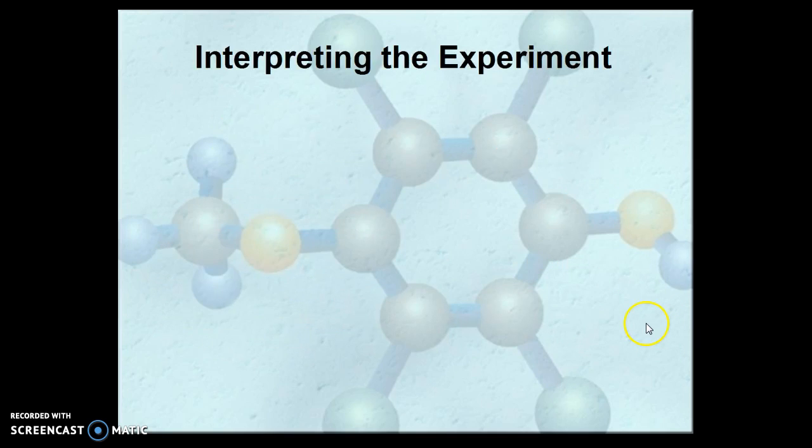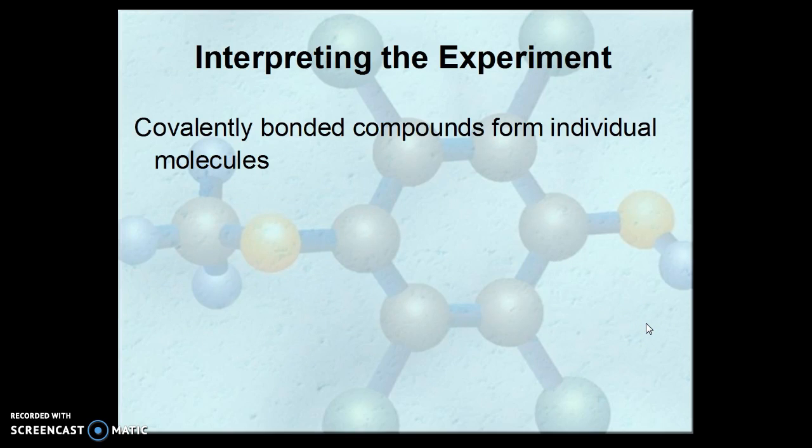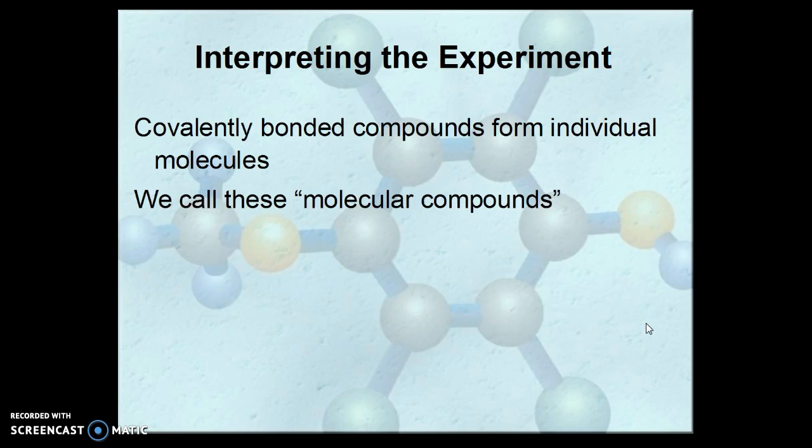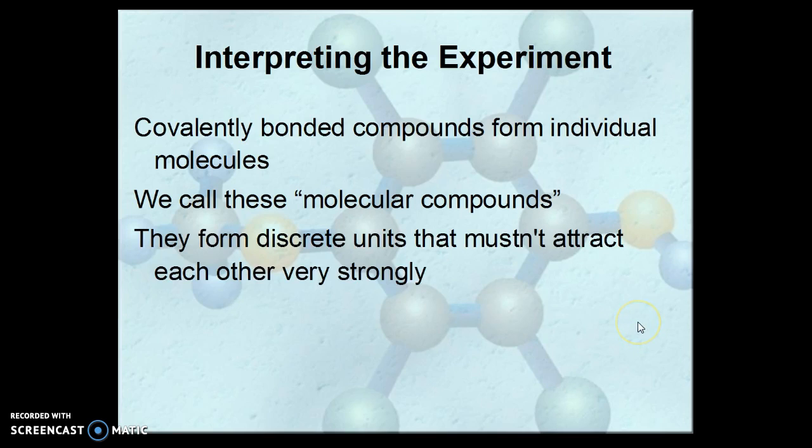We continue our interpretation of the experiment. Covalently bonded compounds form individual molecules. We call these molecular compounds. These molecules are discrete units. They don't attract each other very strongly. They're sufficient within themselves. They're not charged. They're not ions. So they don't attract anything else by simple plus to minus attraction.